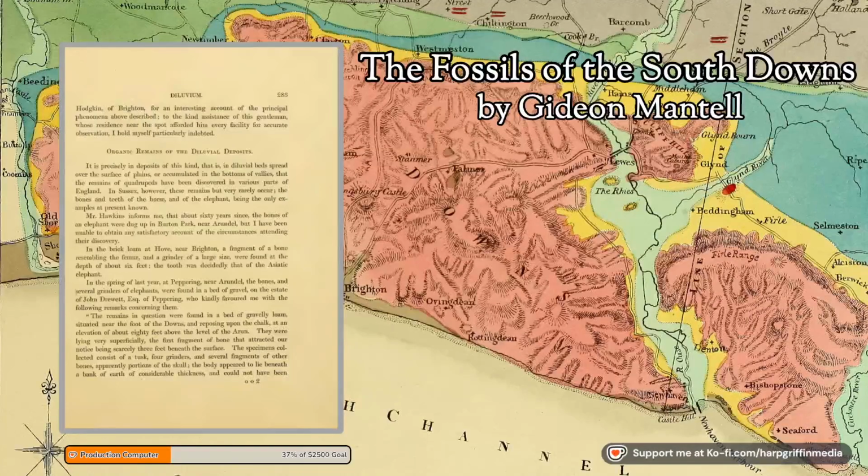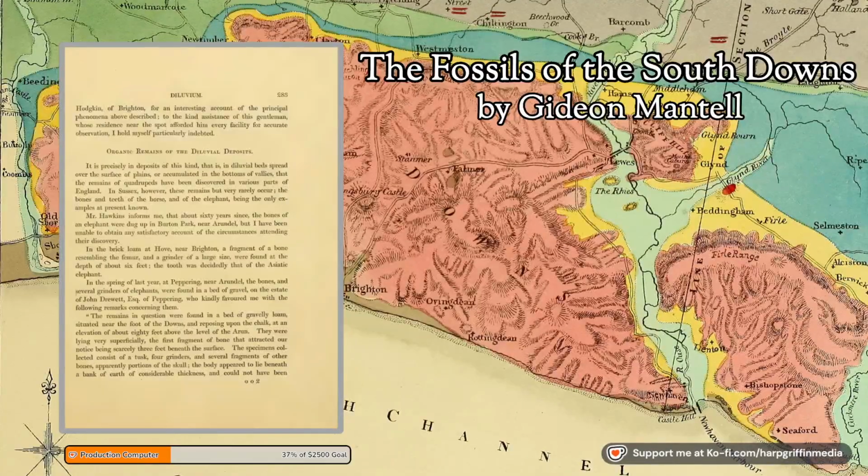Mr. Hawkins informs me that about 60 years since, the bones of an elephant were dug up in Burton Park, near Arundel, but I have been unable to obtain any satisfactory account of the circumstances attending their discovery. In the brick loam at Hove, near Brighton, a fragment of a bone resembling the femur and a grinder of a large size were found at the depth of about 6 feet. The tooth was decidedly that of the Asiatic elephant.